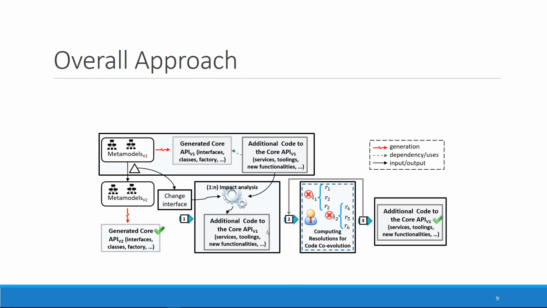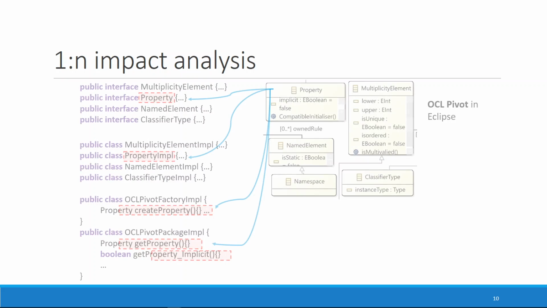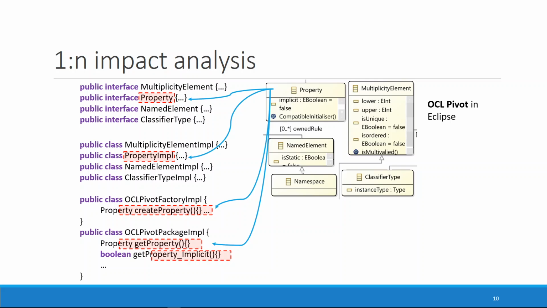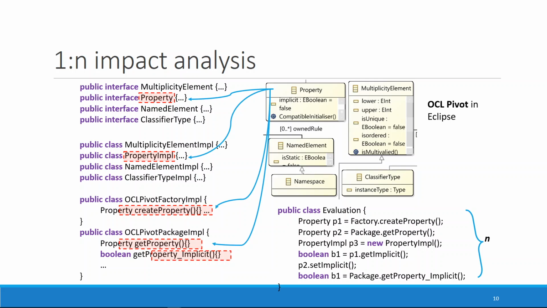So if you see here, I mentioned 1 to n impact analysis. Basically, as I said before, from the model you generate interfaces, class implementations, factory, etc. And of course, for this example of property, I can use the type of the interface or the class implementation. I can use the constructor or the factory method to get an instance, and the same thing for the attributes. I can use the getter, the setter, etc. So there are n ways to use a meta model element in the code, and if this one evolves, we have to deal with n different impacts at the code level.